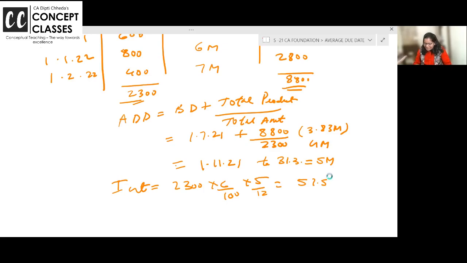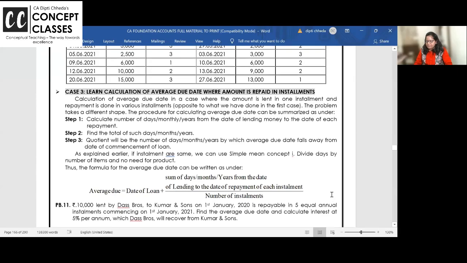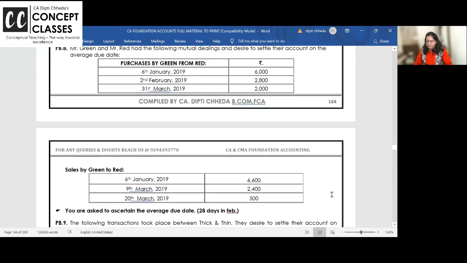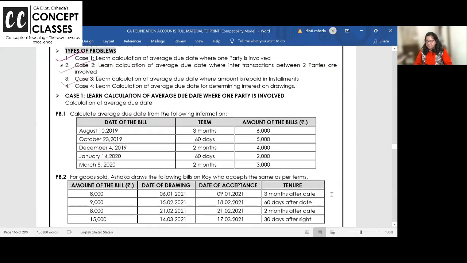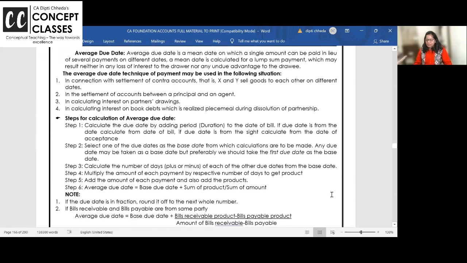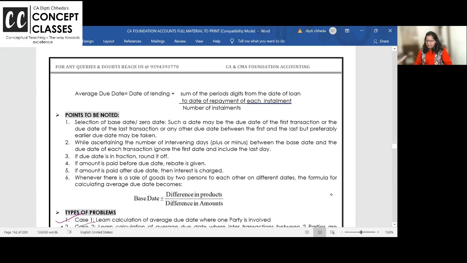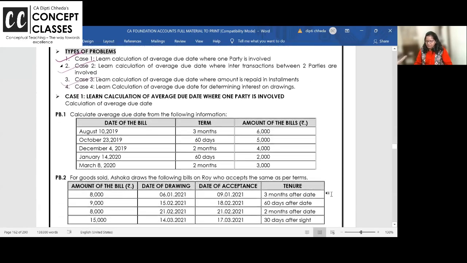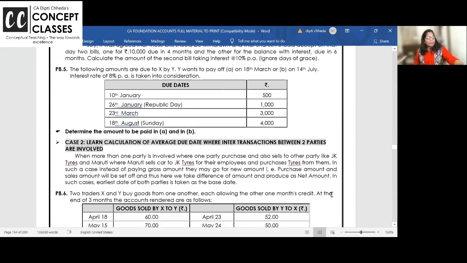So I think we have completed everything for average due date. Let us scroll from the beginning. Average due date, what it is, how it is. I hope you all have followed these steps and the uses of average due date. Then number of days, months, logic, points to remember. 4 methods we have done. Homework: 5th problem was homework.